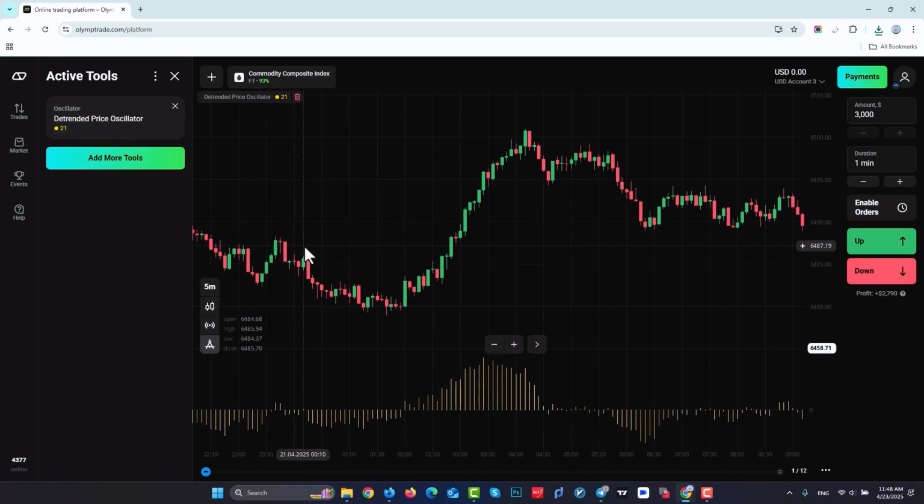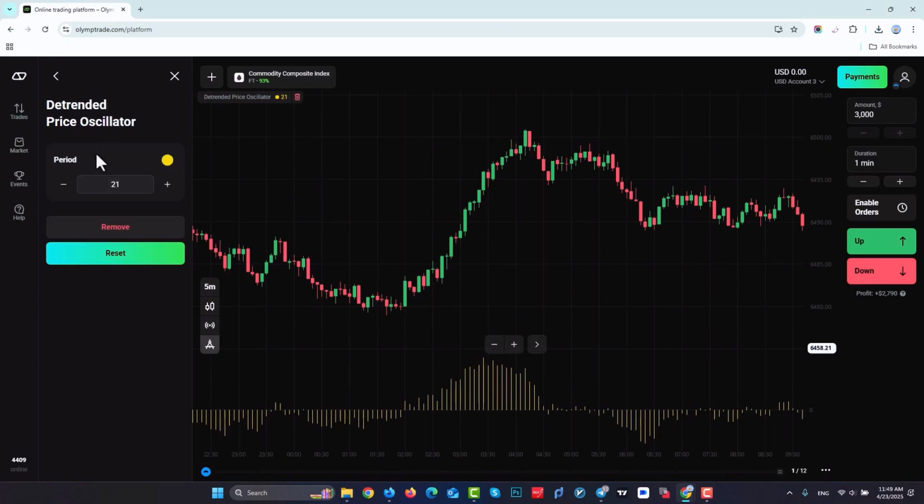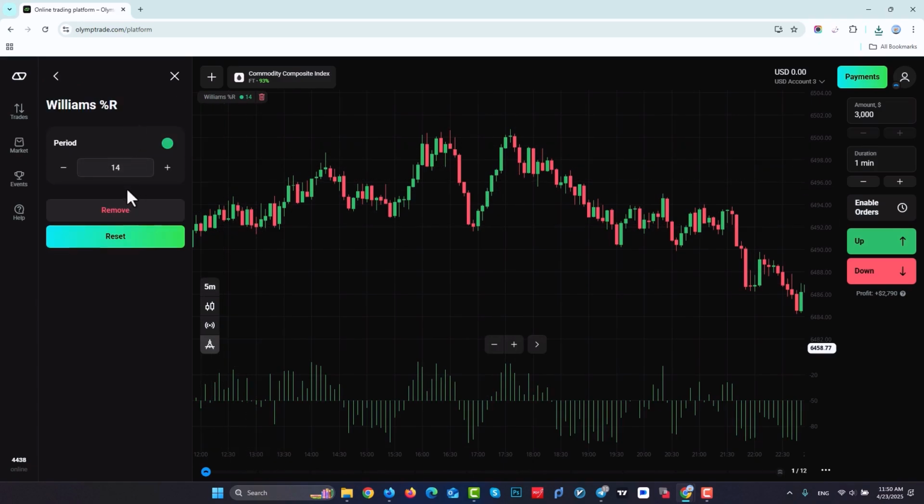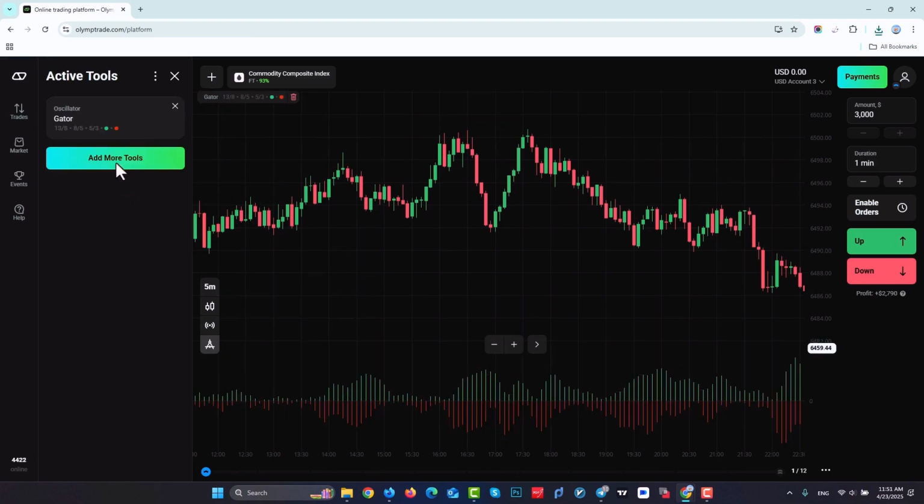The next oscillator is the detrended price oscillator, which removes trend noise to better reveal price cycles. You can adjust the settings of this oscillator from the period categories. The Williams %R oscillator is similar to the RSI, but is faster, and indicates potential price reversals. And you can adjust the settings of this oscillator between the period categories.